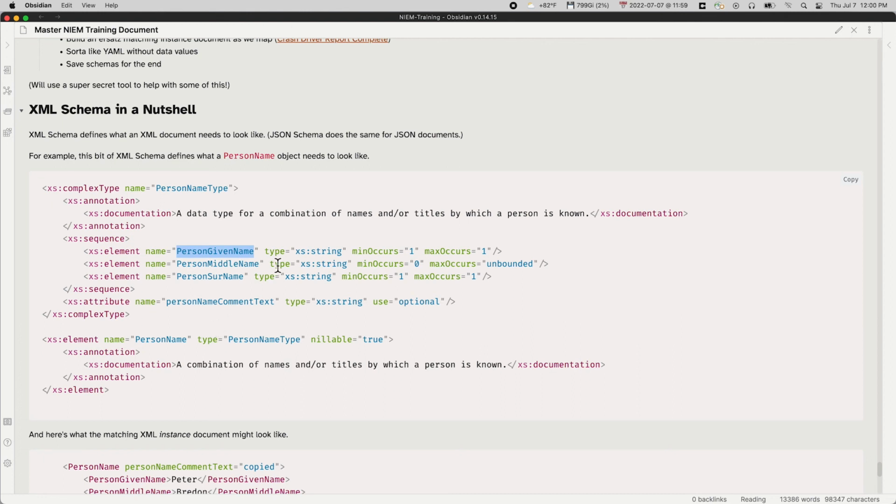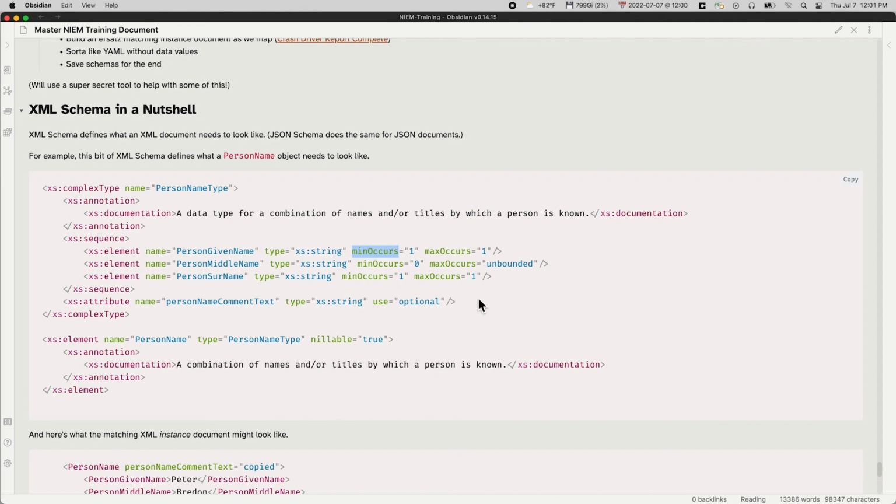which is a string. And after that, this is a sequence, so this has to be in order. After that, it could hold a person middle name, which is also a string. And after that, a person surname, which is also a string. We also have cardinality information. So what's the minimum number of given names that a person name can hold? 1.